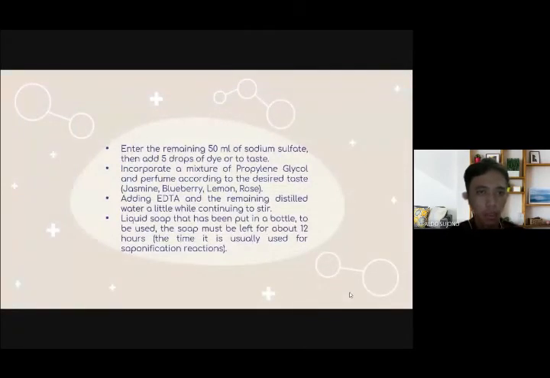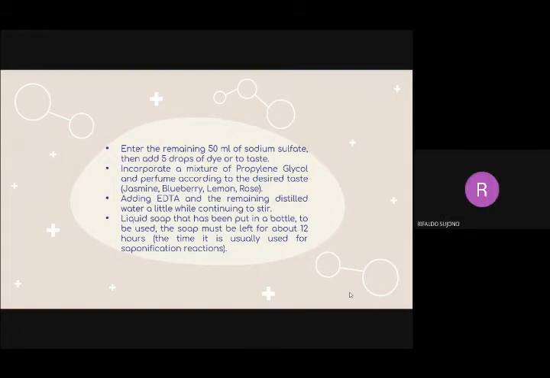Then enter the remaining 50 ml of sodium sulfate. Then add 5 drops of dye, or to taste. Incorporate a mixture of propylene glycol and perfume according to the desired taste, like jasmine, blueberry, lemon, and rose. Add EDTA and the remaining distilled water a little at a time while continuing to stir.